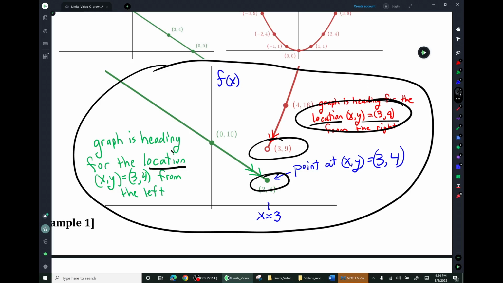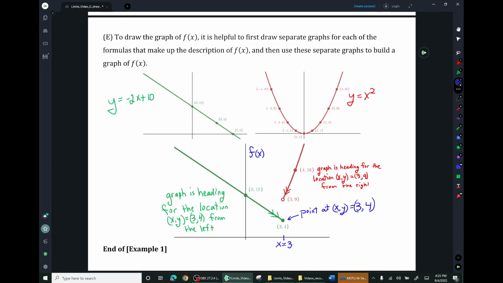Here I wanted to say location also because the idea of the limit is about the trend. It's not about what you actually find when you get there. So the fact that the limit from the left exists and equals the number 4 means that we're heading for this location. It doesn't matter that when we get there, there actually is a point there. It's just that the fact that we're heading there is enough. All right, that wraps up example 1. Let's go on to the next example.